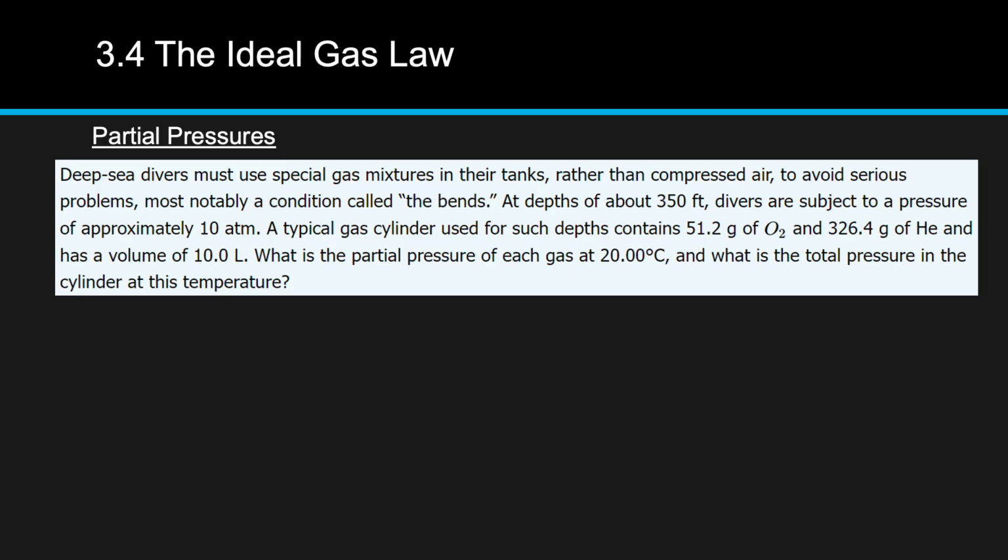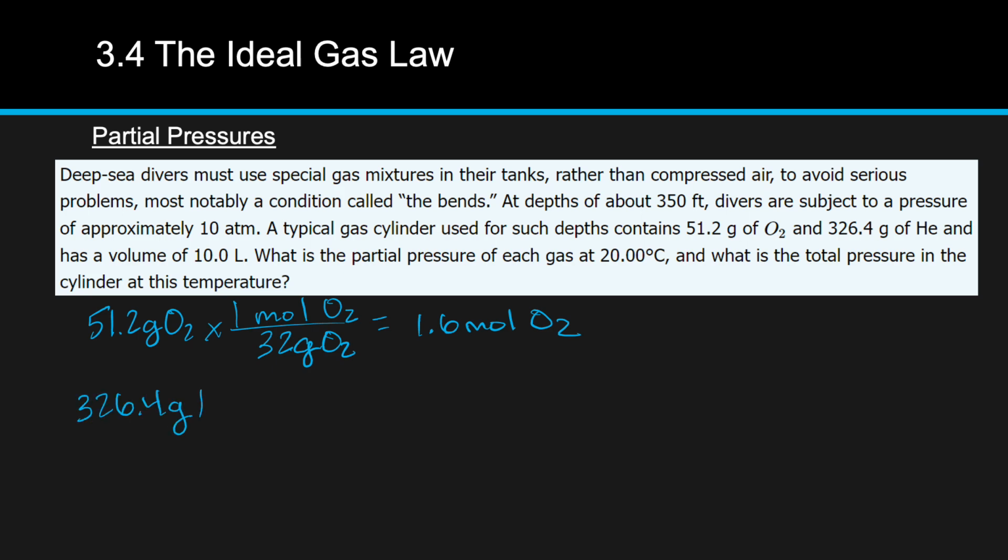So here we have 51.2 grams of O2, and if I want to use that in the ideal gas law, I have to get it into moles. So in 1 mole of O2, I have 32 grams of O2. That's going to give me 1.6 moles of O2. And I'm going to do the same thing for helium. So 326.4 grams of helium. And we know 1 mole of helium is equal to the molar mass of helium. So it's going to give us 81.6 moles.